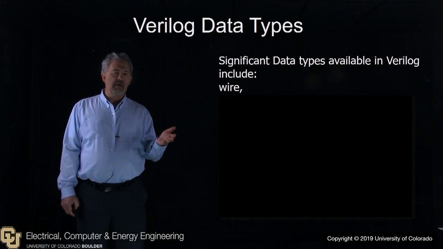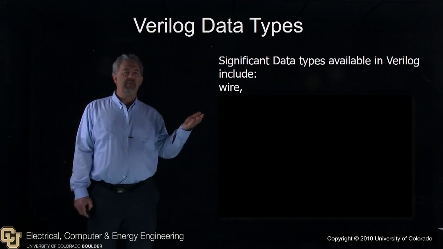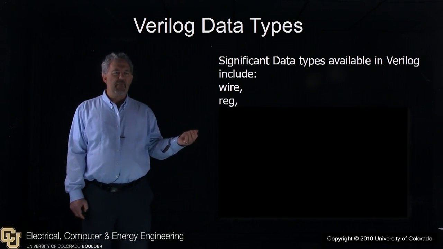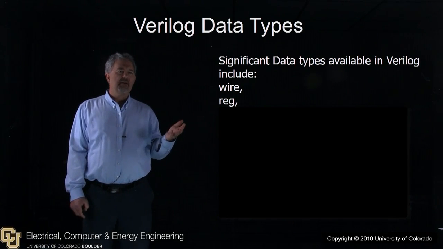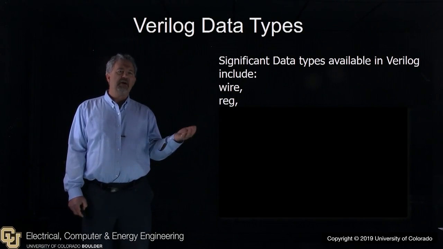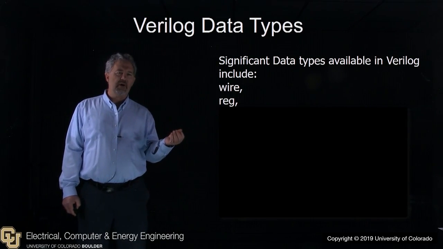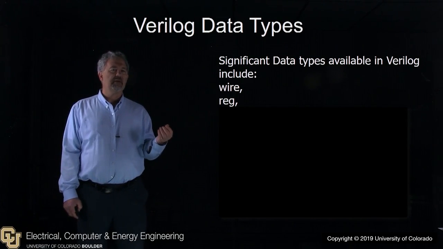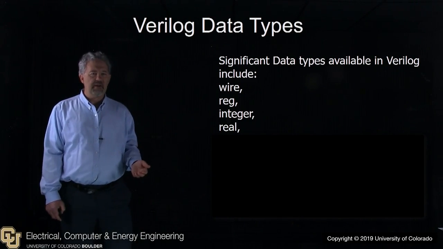include wire. A wire represents a signal on a wire that's being driven continuously by some kind of a driver. A reg, which, as the name implies, synthesizers will a lot of times create a register, but that's not always the case. It's more designed for variables that have some kind of a storage element. Okay. Integer and real are similar to what integer and real are in C.